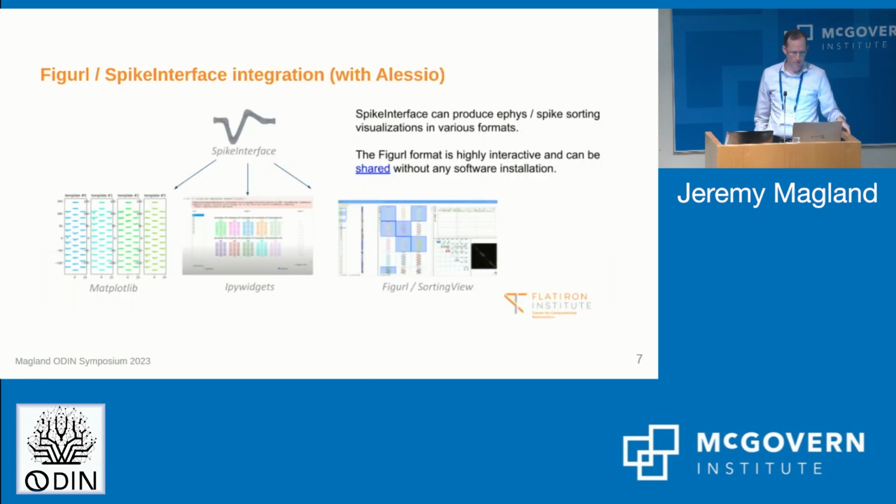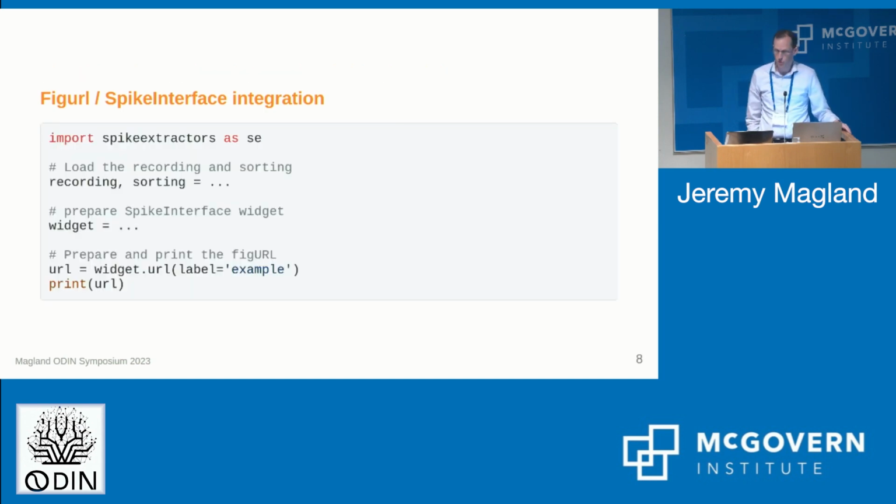Fortunately, Alessio Buccino helped with this SpikeInterface integration. So if you're using SpikeInterface to interact with recordings or sorting data for electrophysiology, you can either export as matplotlib, ipywidgets, or the third option is through SortingView or FigURL, and that will, again, generate the URL for you to share. The way that SpikeInterface integration works is that you define your widget, and then you execute widget.url, give it a label, and then you can print the URL to share.